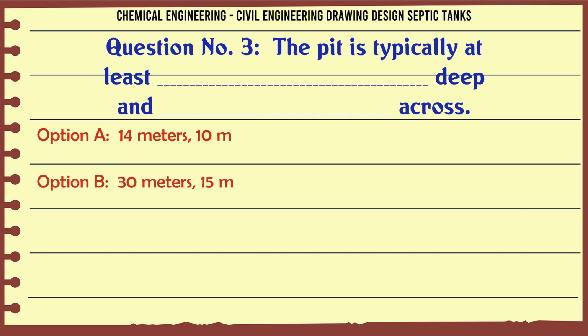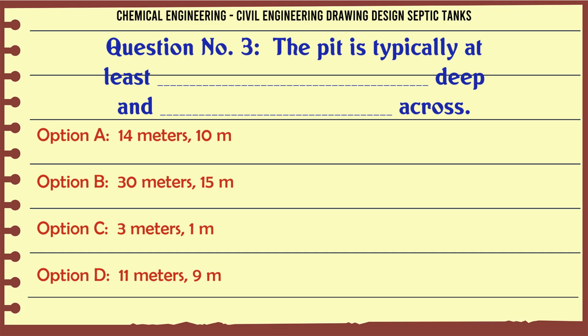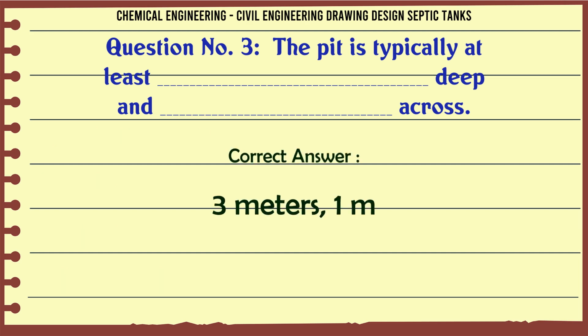The pit is typically at least deep and across. A 14 meters 10 m, B 30 meters 15 m, C 3 meters 1 m, D 11 meters 9 m. The correct answer is 3 meters 1 m.